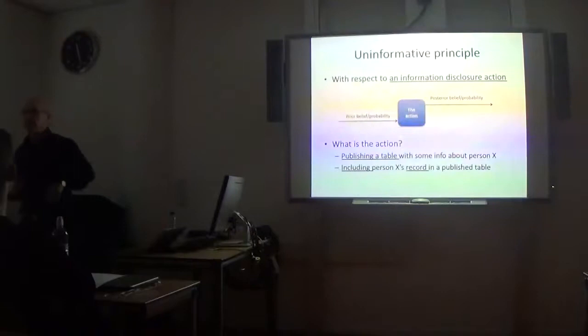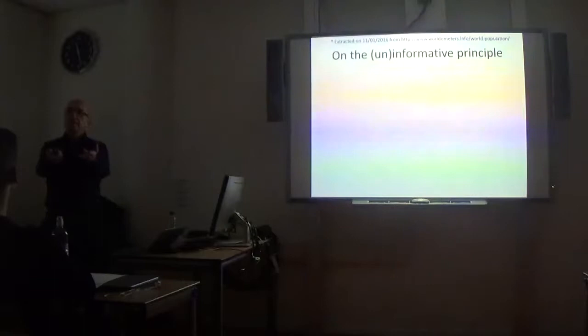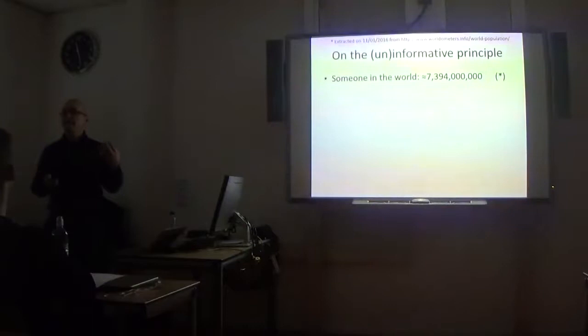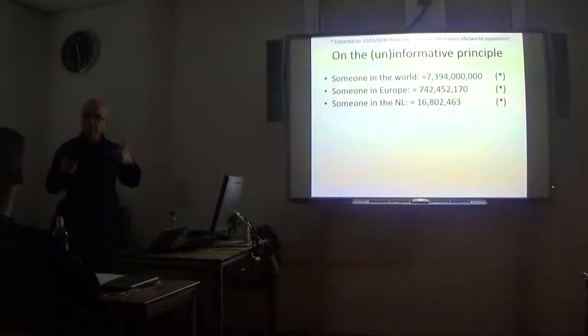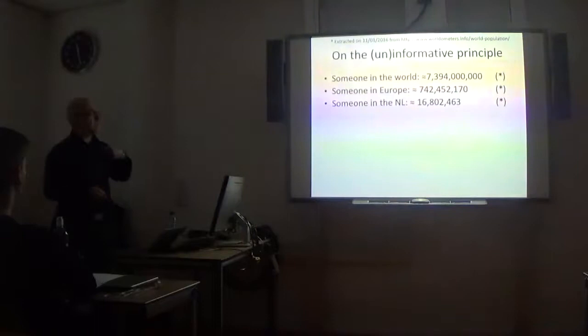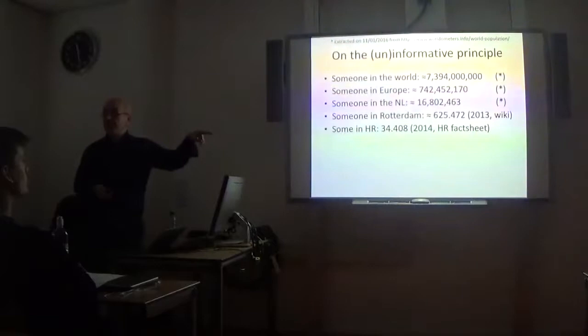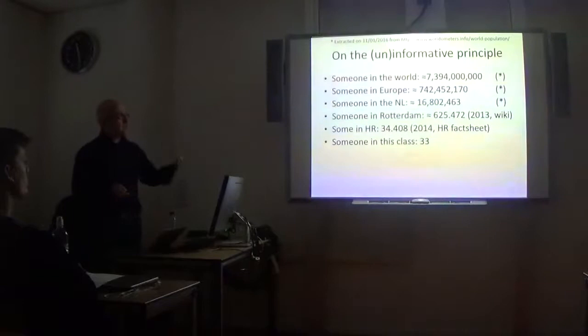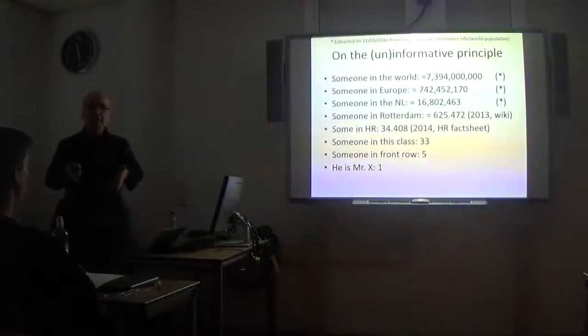The example is like this. If I tell you there is some criminal in the world, what is the chance that you are that person? It is 1 in 7 billion, right? If I tell you that the person is in Europe, then the chance goes to 1 in 700,000. If I tell you that the person is in the Netherlands, then that chance goes to 1 in 17 million. That you are that person, or you are that person, or I am that person. If I tell you that it is in Rotterdam, it is 600,000 people. If I tell you that the person is in this Hogeschool, then it becomes 35,000 people. 1 in 35,000 that you are that person. If I say that this class is 60 people, and if I say that someone in the first row, then we have 6 people. If I tell you that you are that person, then really everybody knows that it is you.